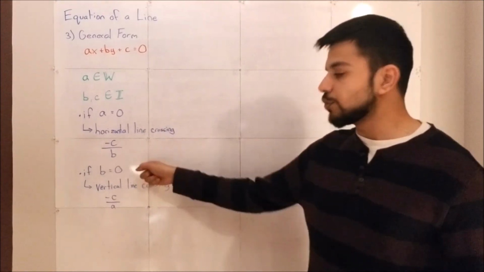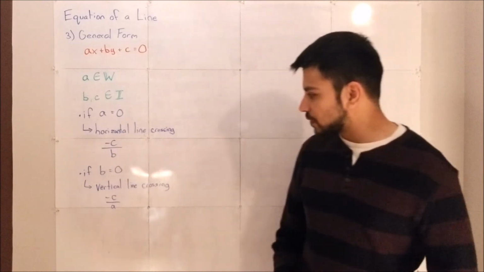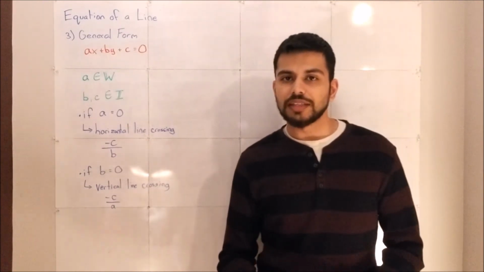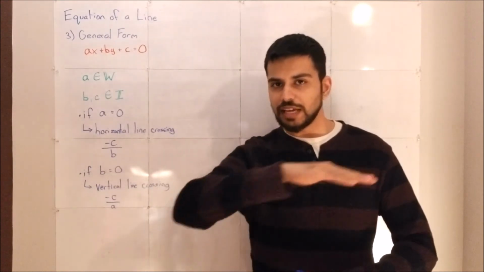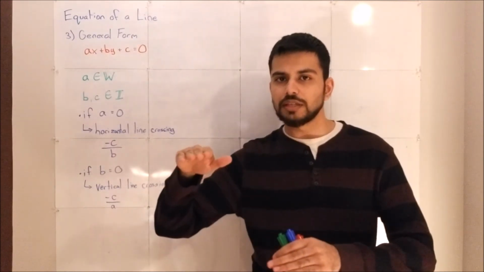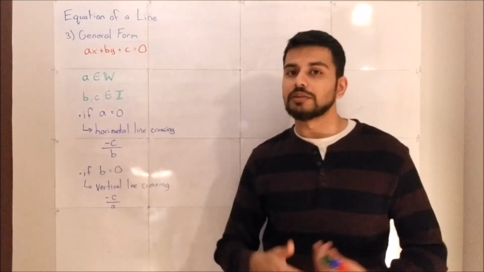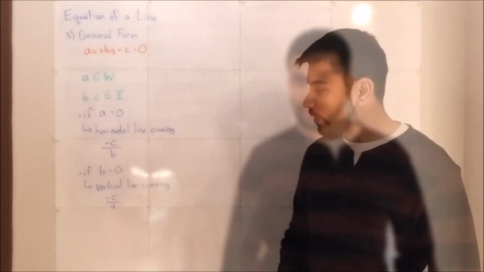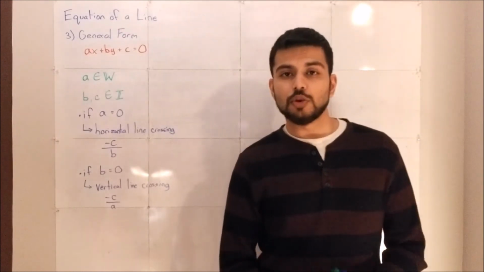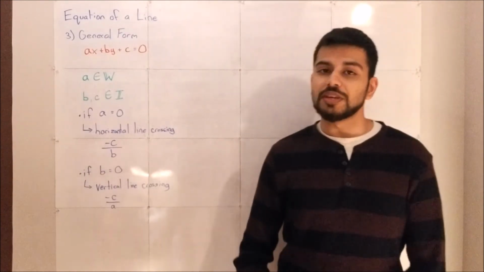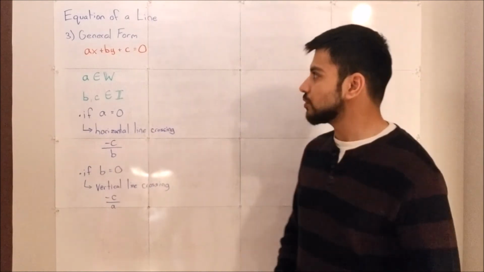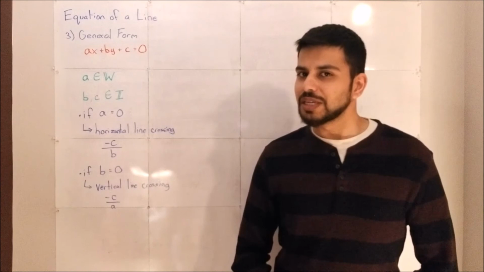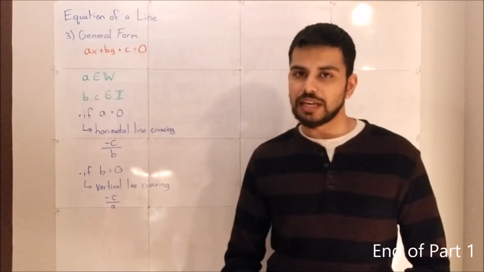The flip side is true if b is equal to 0. B is equal to 0, it's still negative c over a, but that's telling you a vertical line that crosses the x-axis. Remember, the x-axis is that line that goes left to right, but a vertical line is going up and down, slicing that x-axis at negative c over a. So unlike slope-intercept and slope-point form, where the name of the equation kind of gives away what the equation tells you, general form doesn't really do that, but the name still makes sense because it gives us a general idea of what the line looks like.